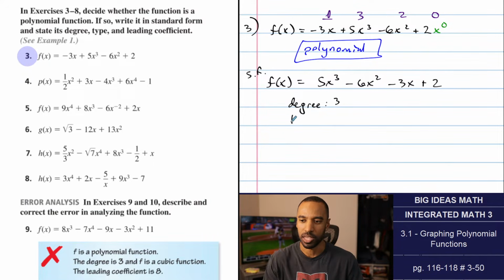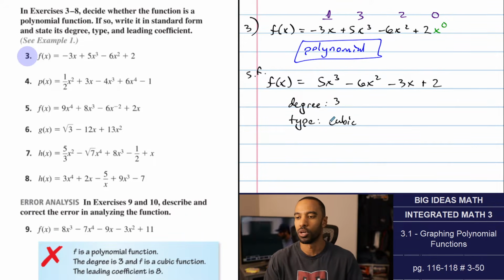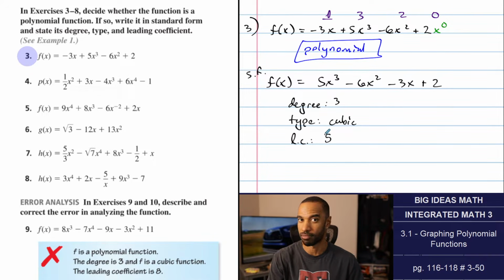The type, that makes it a cubic. I don't believe we're referring to it, because it doesn't matter for us when it comes to graphing, but we're not calling it a quadrinomial, 4 terms or whatever. We're just talking about degree 3 makes it a cubic. And then leading coefficient is 5, which, again, what matters for us is that this is odd and that this is positive when it comes to us graphing it, or determining end behavior at least.